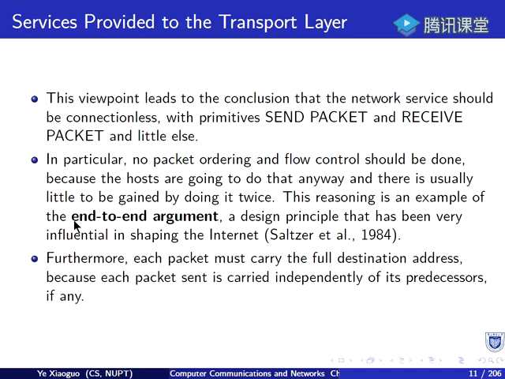It is also called the end-to-end argument. In particular, no packet ordering and flow control should be done in the network, because the hosts are going to do that anyway, and there is usually little to be gained by doing it twice. Doing it twice means the network layer does these things but the transport layer also does the same thing. This reasoning is an example of the end-to-end argument. Furthermore, each packet must carry the full destination address, because each packet is carried independently of its predecessors.